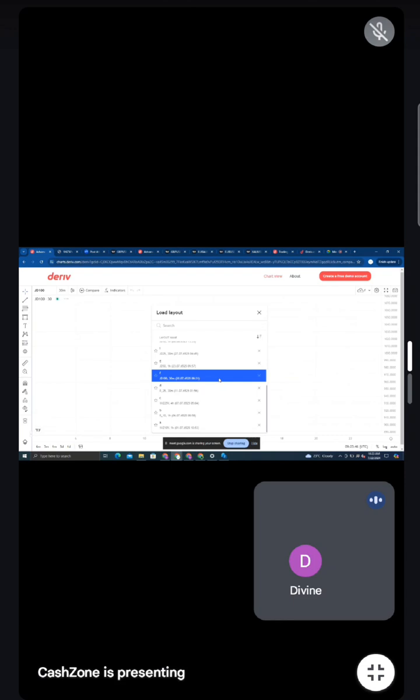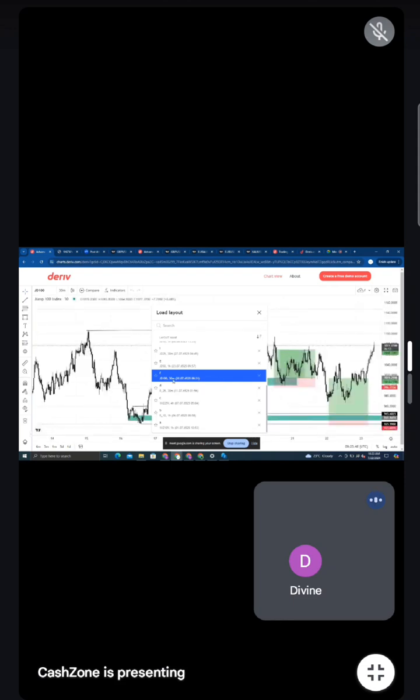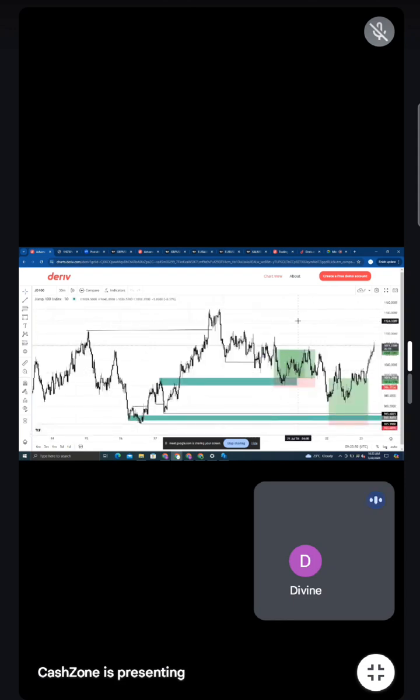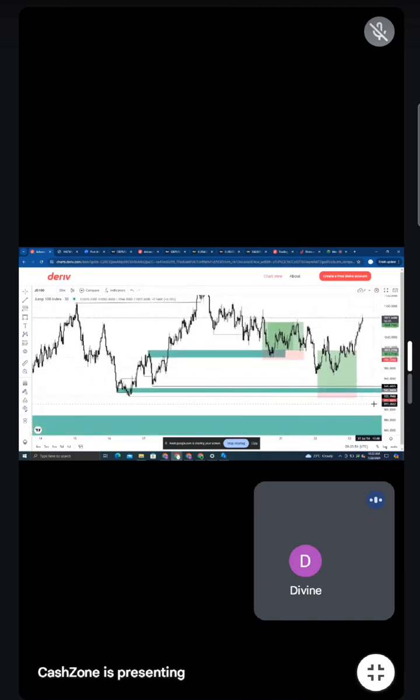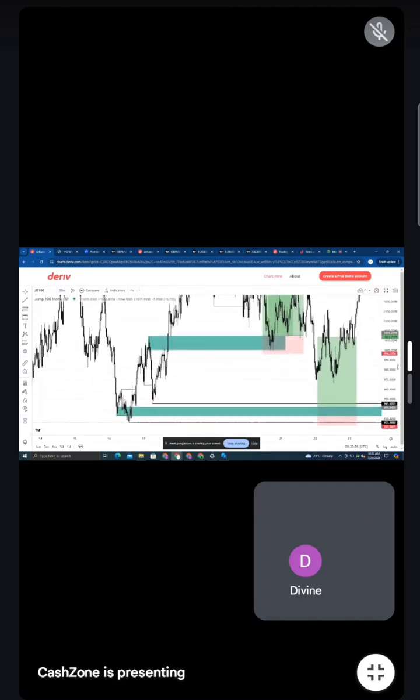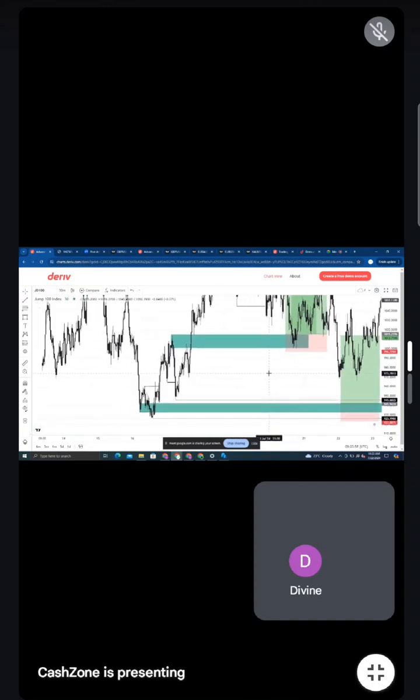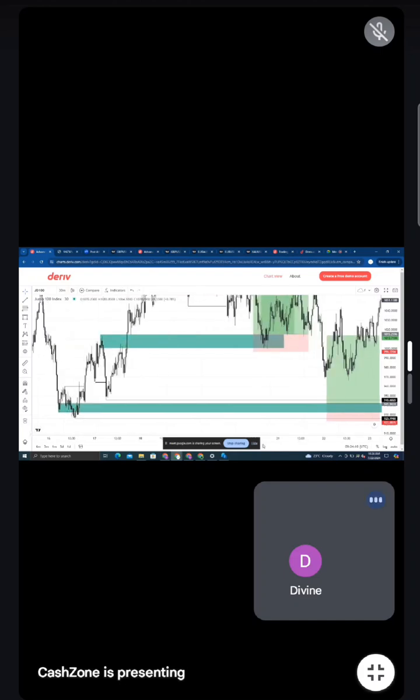Alright, so let's check Jump 100. There's no good setup here. Okay, this is what I was expecting to use. This thing about traps: in fact, any pair that you analyze and you're having double mind about, don't enter it. Any pair you analyze and you're having double mind, don't enter it.